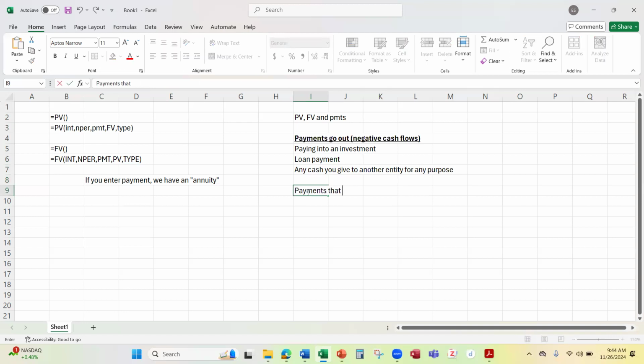Payments that come in are positive cash flows. So this could be, oops, let's fix that.